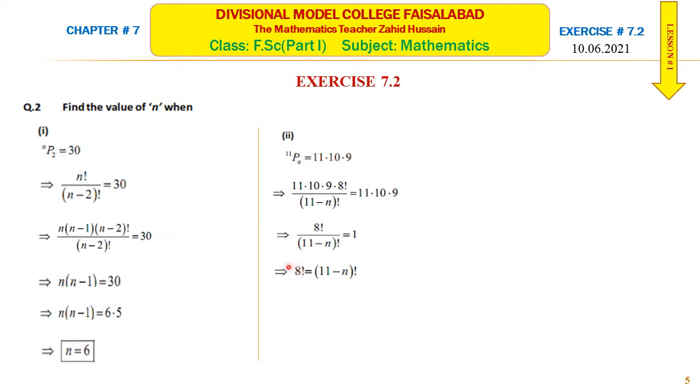it means the left hand side and right hand side are equal. So we will put 8 is equal to 11 minus n. This equality will hold when 8 will be equal to 11 minus n. If we replace 11 minus n by 8, then both sides will be equal. So if we write 11 minus n equal to 8, and solve this equation, we will get the value of n. n is equal to 11 minus 8, and n is equal to 3.